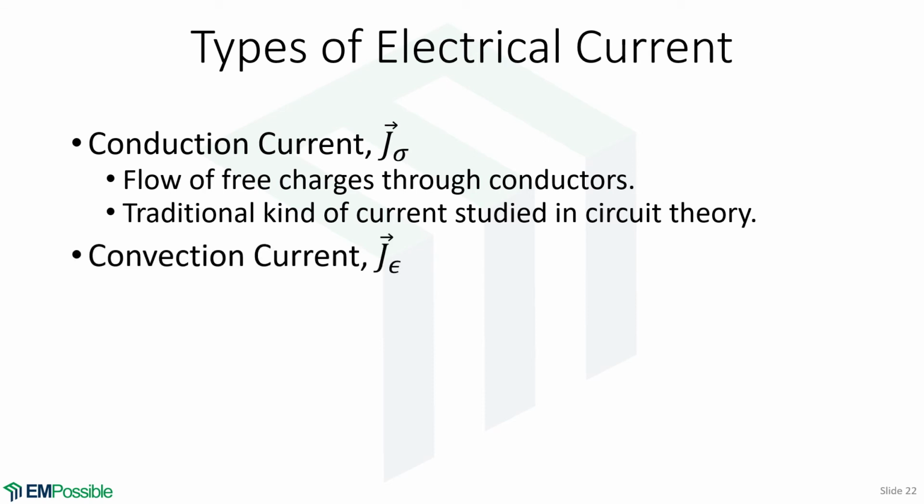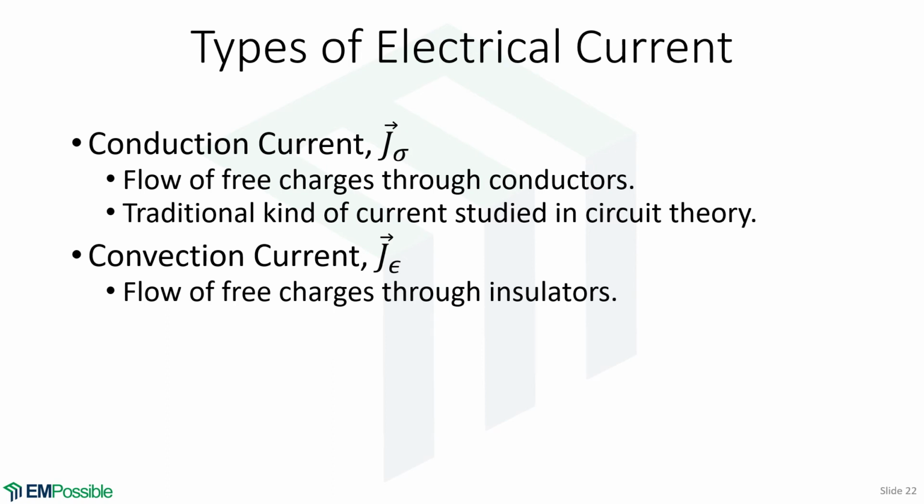The second one is called the convection current, and I have a subscript epsilon. This is the permittivity, really just to remind us that this is a flow of charges through insulators. That's very interesting because we think of insulators as not allowing an electrical current, but in fact, that can be the case. For example, have you ever on a dry day blown up a balloon, rubbed it on your hair, and stuck it to a wall? You have transferred charges there, but there's no conductors. That's charges flowing through insulators. And in fact, those types of currents obey different laws that we'll get into.